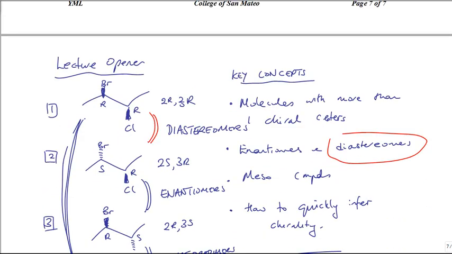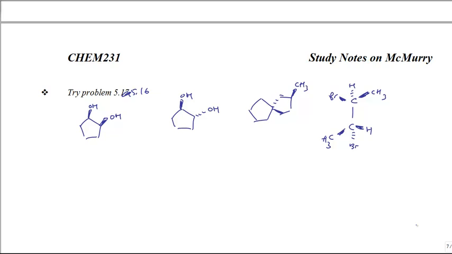Should I try a problem? Okay. Let's try it. Let's see what they say in 517. Let's pause this. What about this one? Does that have a meso form? Yes or no? Yes, on what conditions? For something to be a meso form, what are all the conditions?